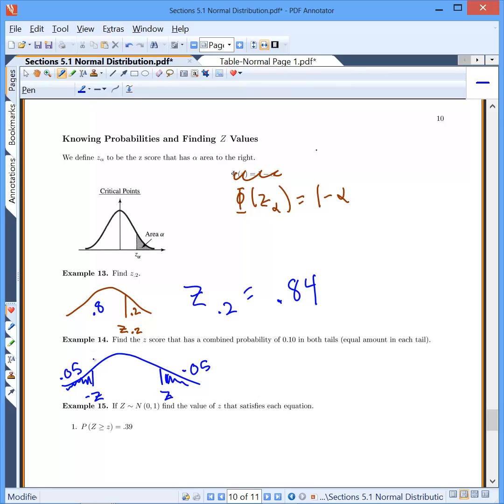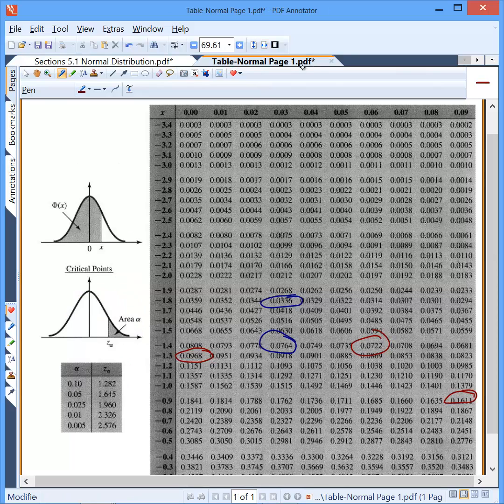I know the table gives me areas to the left, so if I look at this 0.05, it will tell me what the negative z-value is. So I'm looking for 0.05 in the middle of the table. Notice it is exactly midway between 0.0505 and 0.0495. So I'm going to go with a z-value of negative 1.6, and that's between the 4 and the 5, so I'm going to go with 1.645.